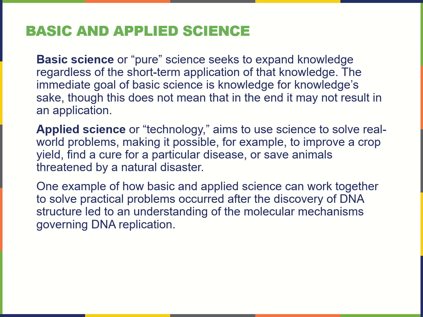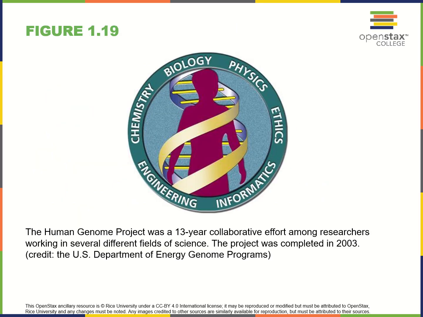And then just a little example of how basic and applied science can work together. The Human Genome Project was a great example of how basic and applied science work together. The Human Genome Project was essentially trying to map the entire human genome. It's been done. We've done it. Sorry, no, 2003 is when we finished that project.